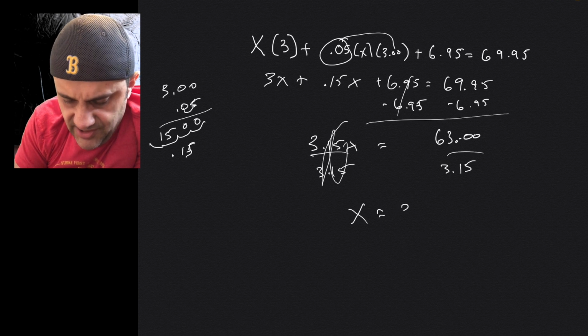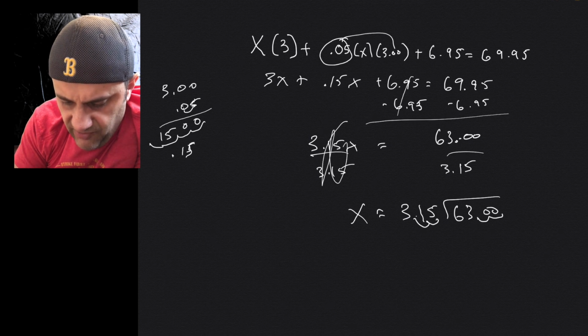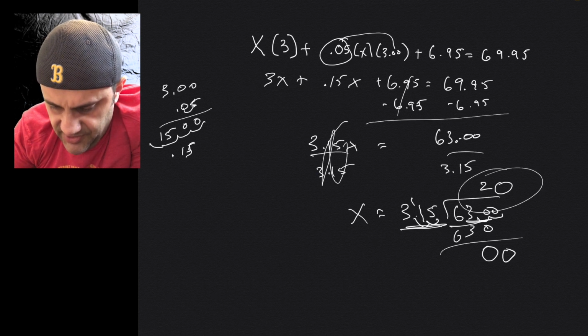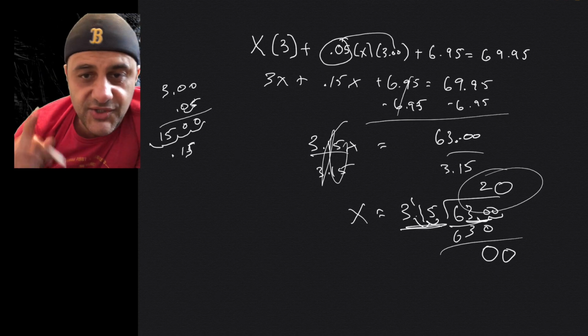So x equals, I wonder if this will work, 63.00. I usually just kind of move those two guys over. Now then 315 would go into 630, and then 0 carries. That's the answer, 20.